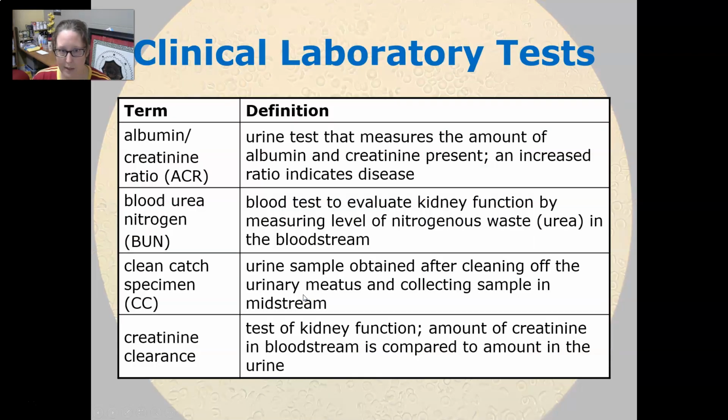Let's start with a clinical lab test. So the albumin to creatinine ratio is a urine test that measures the amount of albumin and creatinine present in urine. An increased ratio indicates disease.